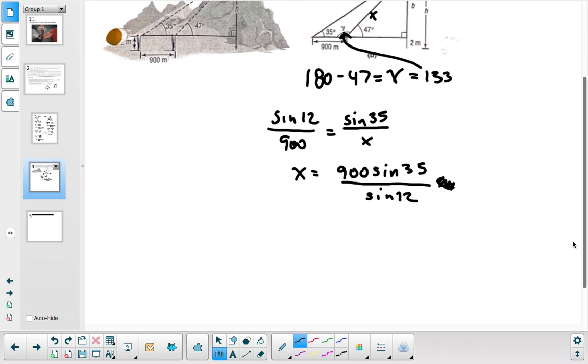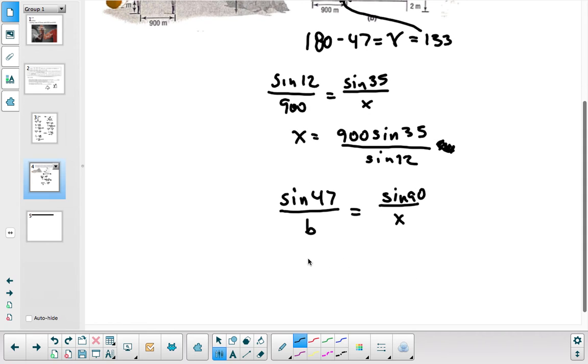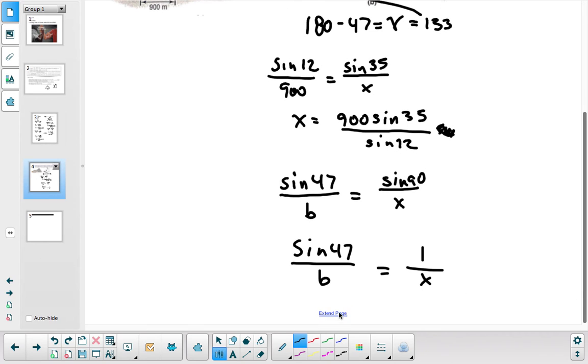I'm just going to use x for the sake, but sine of 47. Now I'm going back to this triangle. Sine of 47 is across from B. That should equal sine of 90 over x. Right angle across from x. Sine of 90 is 1, so we don't have to do too much here. Sine of 47 over B equals 1 over x. Remember, we know x. We're not actually solving for that. We're solving for B.